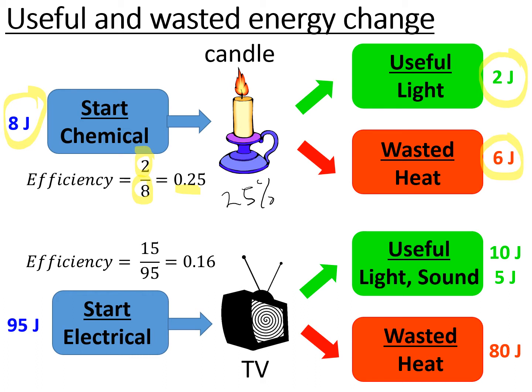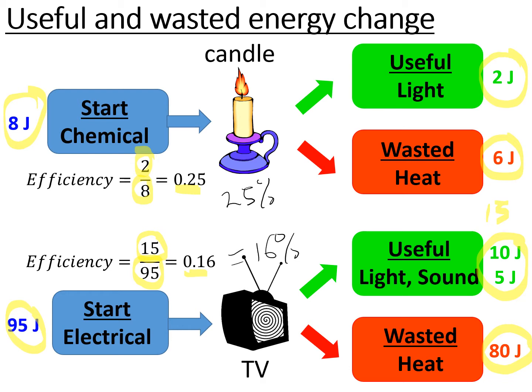Let's look at the next example. Okay, so we've got a TV down here. 95 joules of electrical energy input, 80 joules wasted as heat, 10 joules as light, 5 joules as sound. So the total there is 15. Okay, so if we look at the efficiency of that, the total useful output is 15. The total input was 95, so 15 divided by 95 is 0.16. And if we convert that to a percentage, that is 16%.